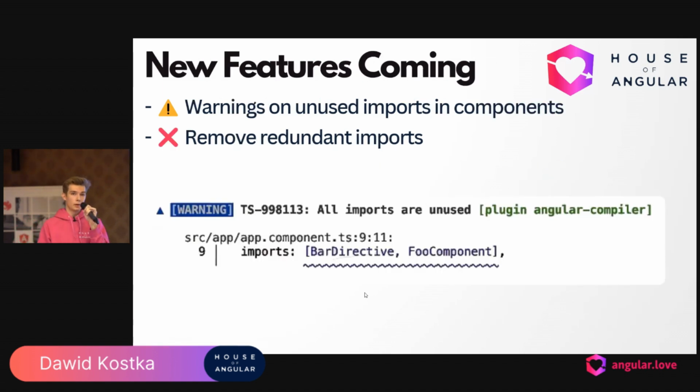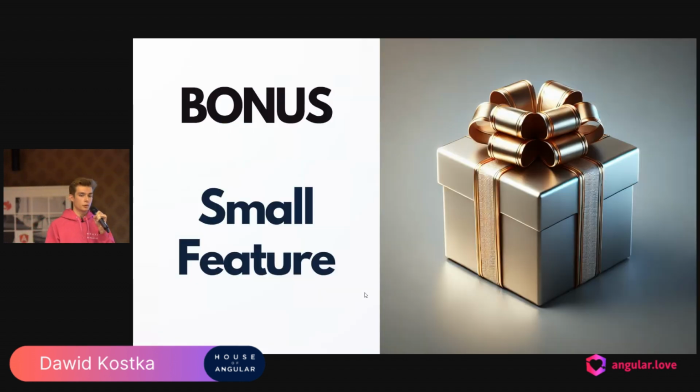So, for example, one feature that is coming to our standalone components is warnings on unused imports in our components. You can see it here on the bottom right, where in case we would not use the bar directive or the foo component in our application component, since Angular 19, we would be warned that we should be removing them. So that is almost it for my presentation, but I've got just a little tiny feature for you.